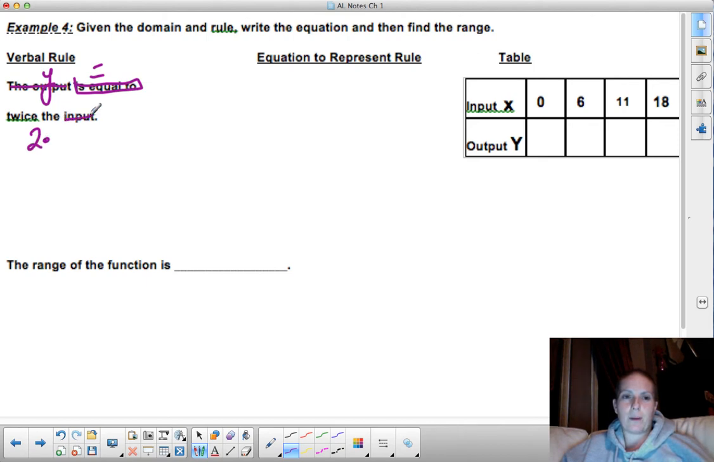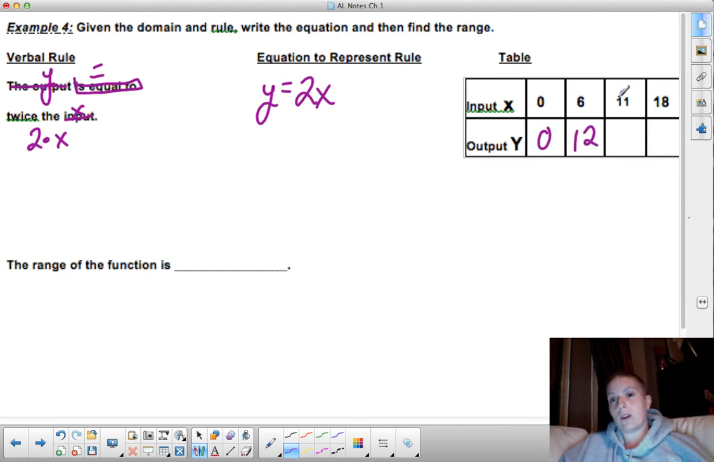And the input is x. So my equation to represent the rule is y is equal to 2x, which hopefully is pretty easy, right? Take each domain value that they gave us and multiply it by 2. So 2 times 0 is 0, 2 times 6 is 12, 2 times 11 is 22, and 2 times 18 is 36.